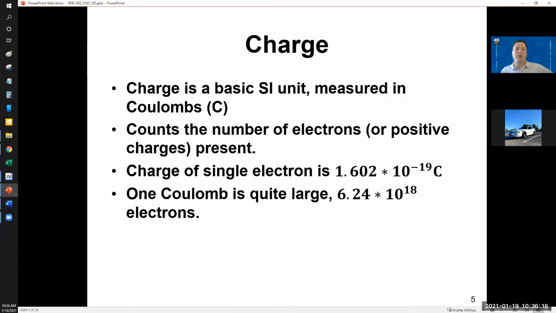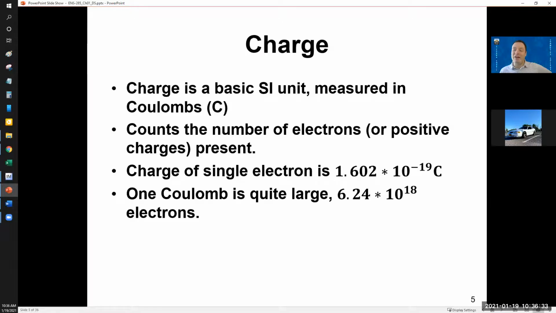So let's see, charge. All right. When we talk about electricity, we're looking at charge, right? That's the basic unit, and it's measured in coulombs. And what does that do? It counts the number of electrons, right?